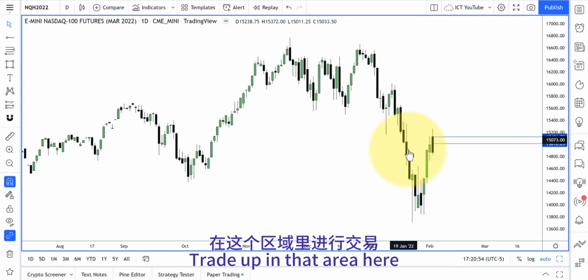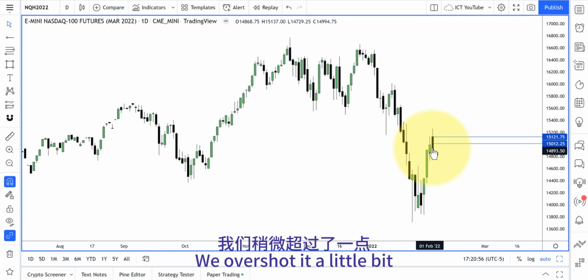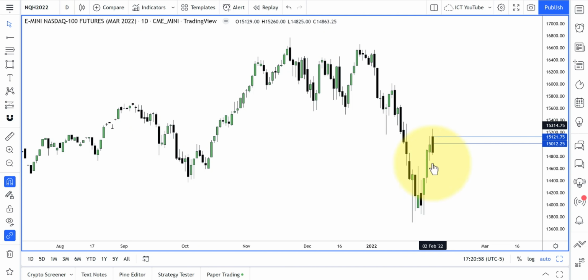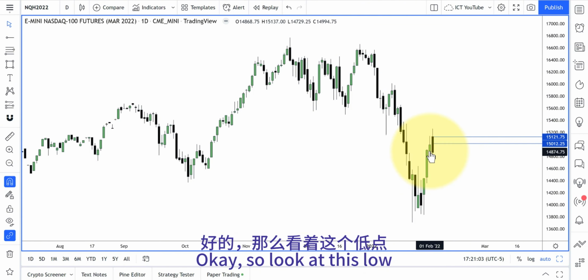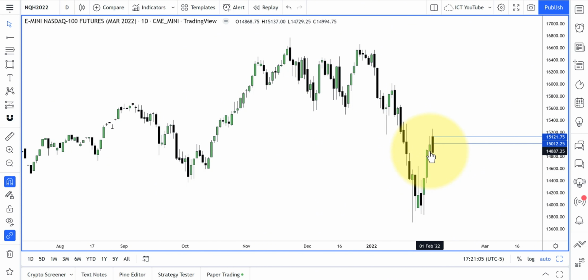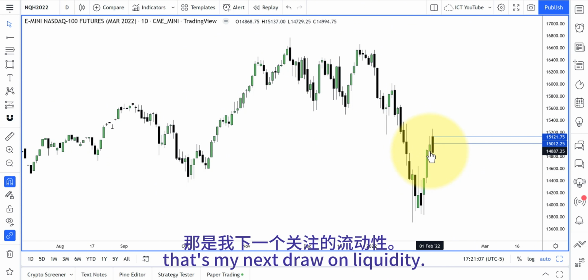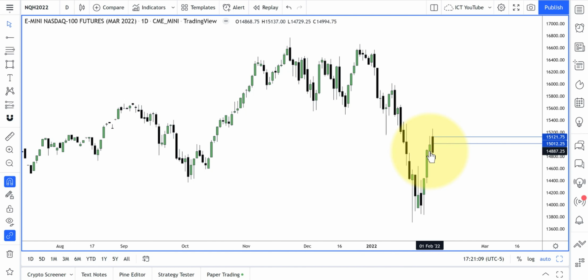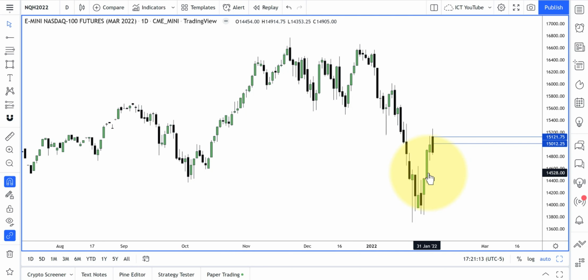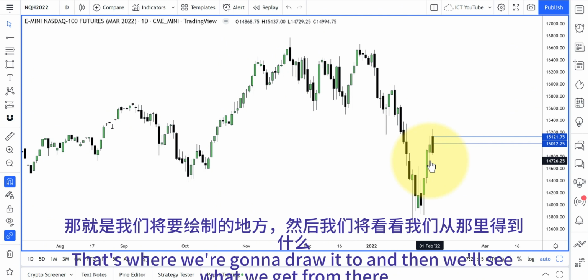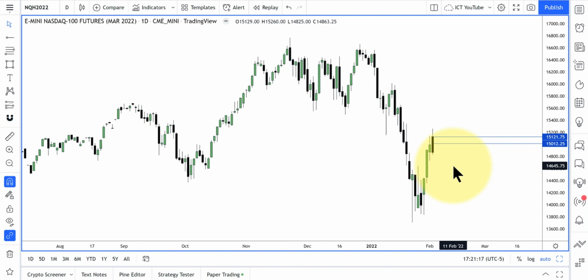Trade up in that area here. We overshot it a little bit. Now, watch in here, okay? So look at this low. 14,729 in the quarter. That's my next draw on liquidity, okay? 14,729. So I'm thinking as long as we don't start to go higher, that's where we're going to draw to. And then we'll see what we get from there, okay?